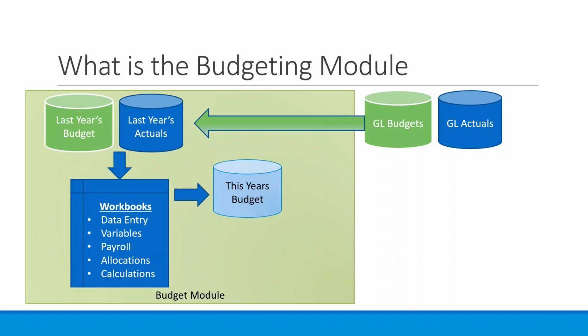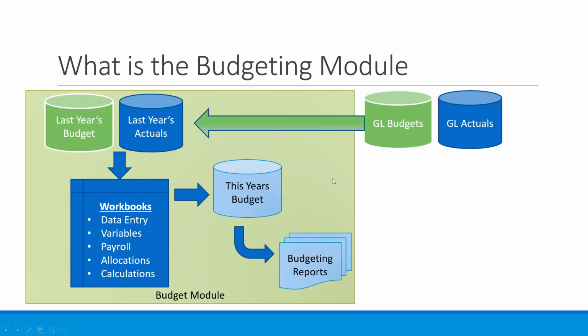Once we have some of that information in, we use statistics very heavily in the system to help come up with those budget numbers. We use those statistics to do calculations to come up with those numbers. Additionally, we can do allocations. So if you want to record, say, rent expense at one top-level department and then allocate that out over a number of other departments by, say, square feet, we offer that module as well. Once all of the information is collected within the budget workbooks, that will create this year's budgets.